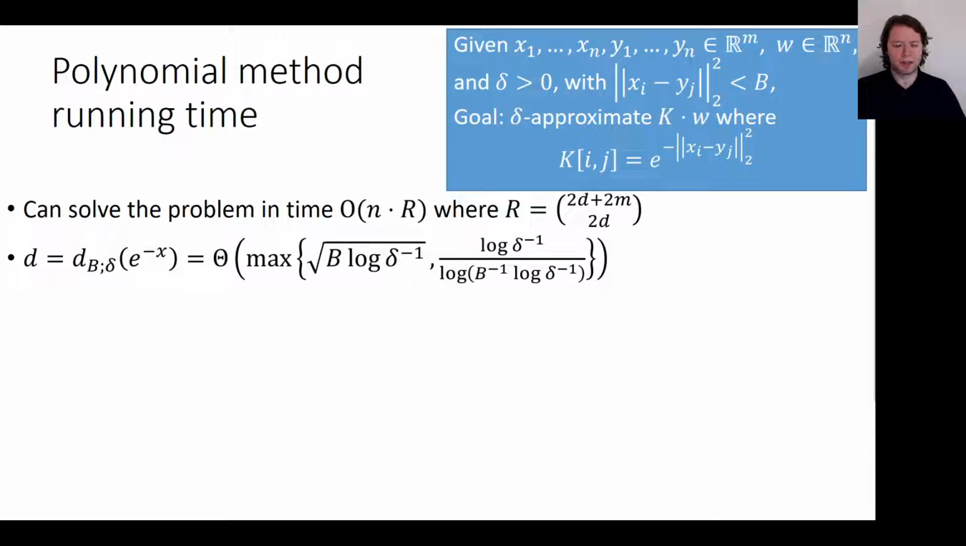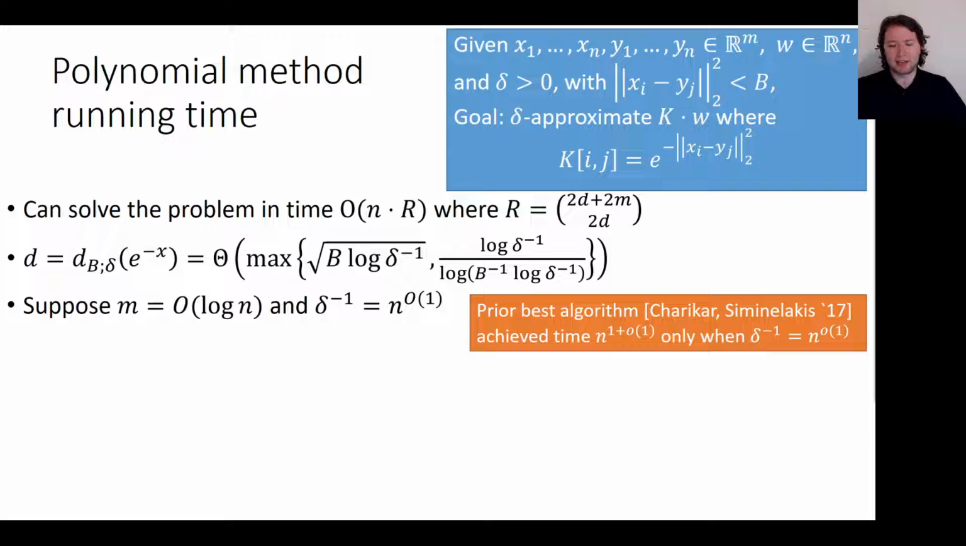What about the other parameters? Well, like I mentioned before, let's suppose m is order log n. This is actually a reasonable assumption because in a lot of settings you can use dimensionality reduction techniques to get to that without loss of generality. For the error, let's pick the natural setting where 1 over delta is polynomial in n. And in fact, this is an interesting setting because the prior best algorithm by Charikar and Siminelakis was only able to achieve near linear time for solving this problem when 1 over delta was like n to the little o of 1.